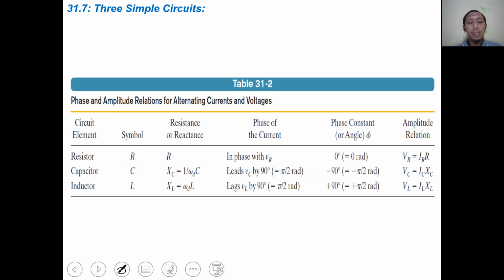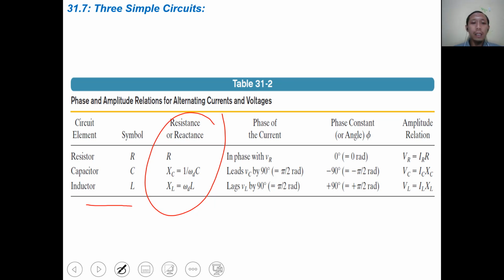So this is the summary. We have the three circuit elements: resistor, capacitor, and inductor. The symbols are R, C, and L. And then this is the resistance or the reactance. For R it is R, for C it is XC, the capacitive reactance, which is 1 over omega d C, and then XL, the inductive reactance, is omega d L.